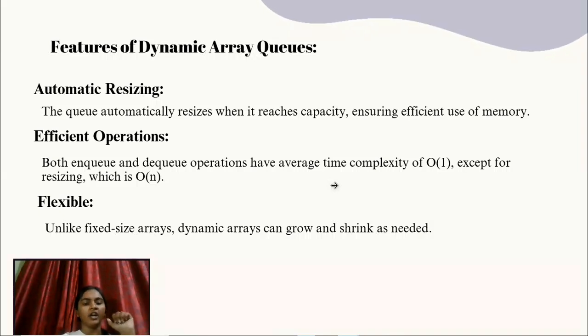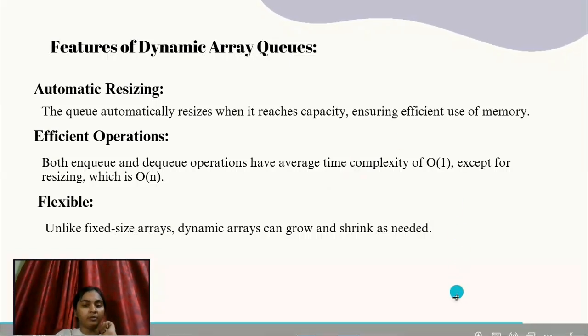Conclusion: dynamic array queues are efficient and adaptable, ideal for scenarios with unpredictable input sizes.